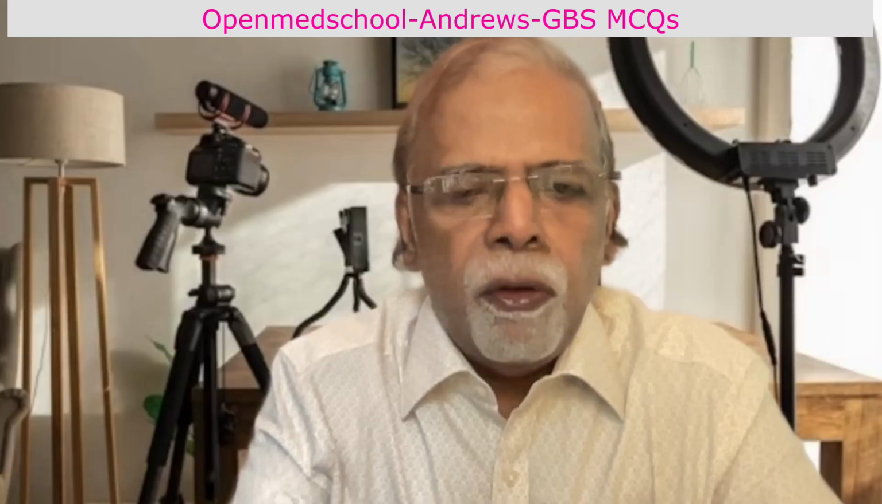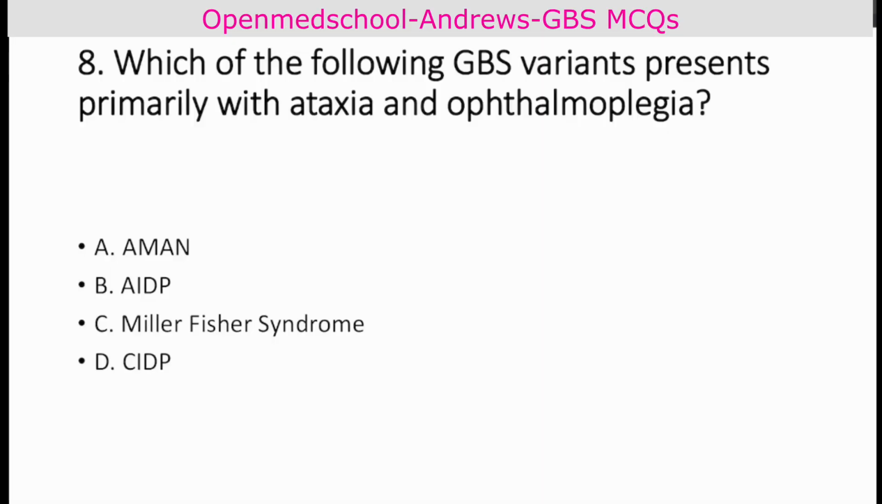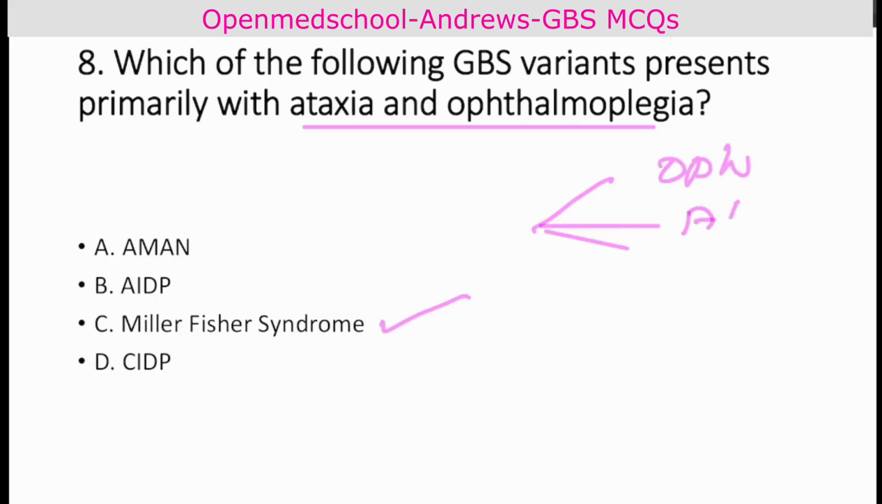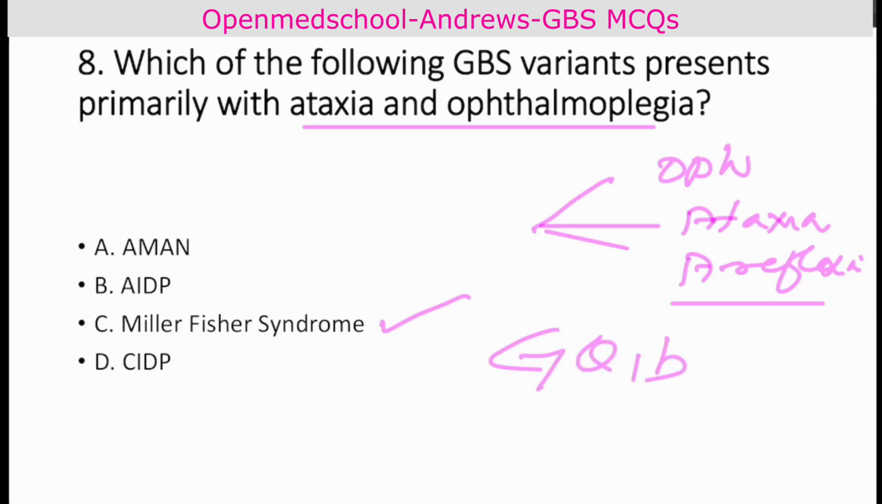Very simple. Which of the following GBS variants is associated with ataxia and ophthalmoplegia? It is MFS. The triad of findings: ophthalmoplegia, ataxia, and areflexia. There may not be any weakness. So that is the most important variant, and the antibody is GQ1B.